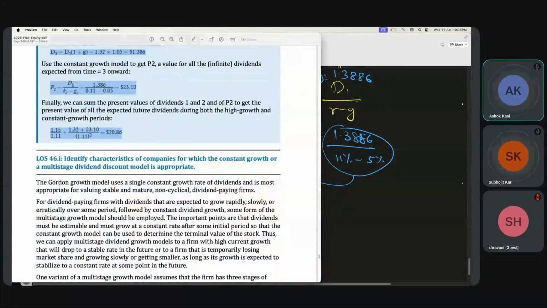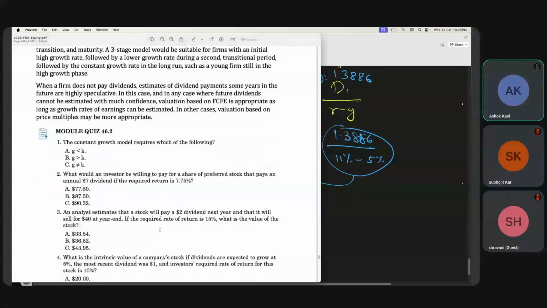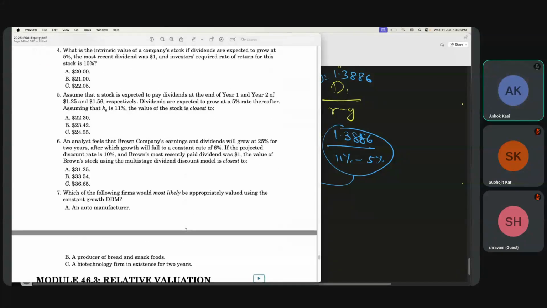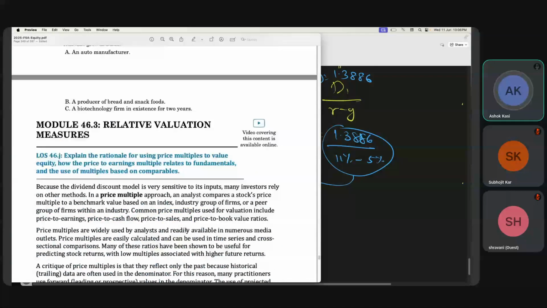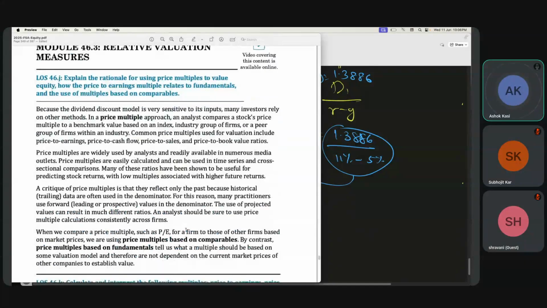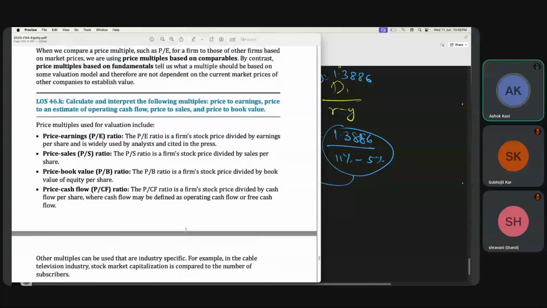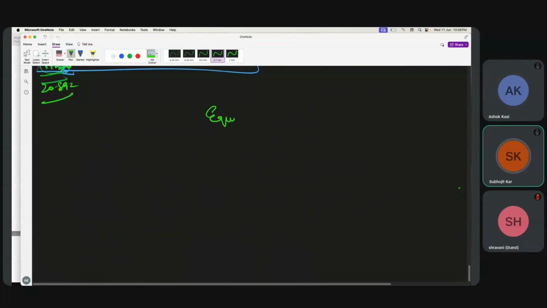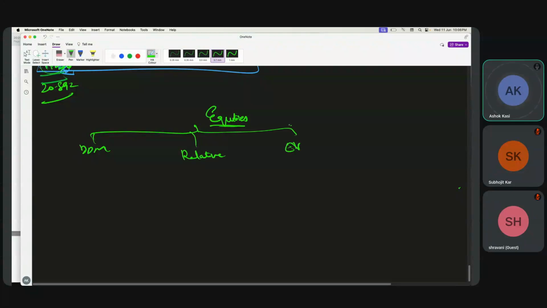The next one. This module quiz, you try later on, and then you ask me questions. They're all easy sums only. The next one is relative valuation. Remember, I told you the first one is the dividend discount model, the second one is relative valuation with multiples, the third one is enterprise value, and the fourth one is asset-based valuation. So now we are moving to the second one.